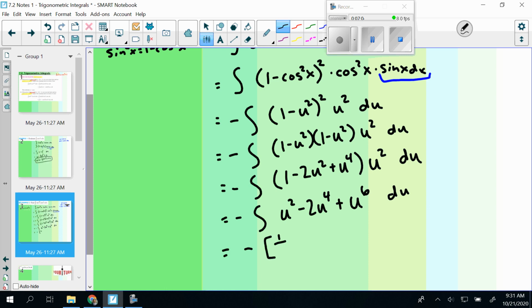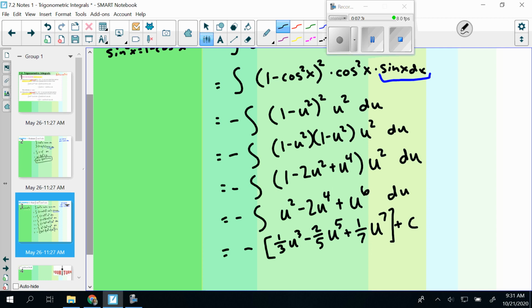This is going to be 1/3 u cubed. Got to go up a power here too, so u fifth. Reciprocal by 1/5 times 2 would be negative 2/5. Here we got to go up to u to the 7th with our reciprocal of 1/7 plus a possible constant here. And then last thing, you got to distribute that negative sign through.